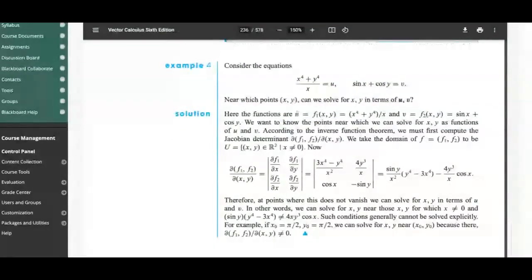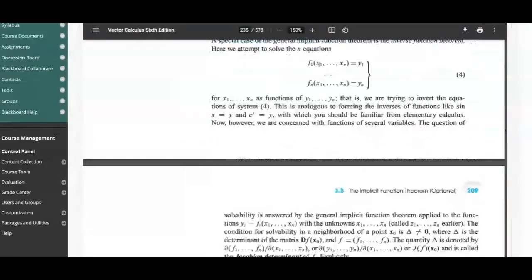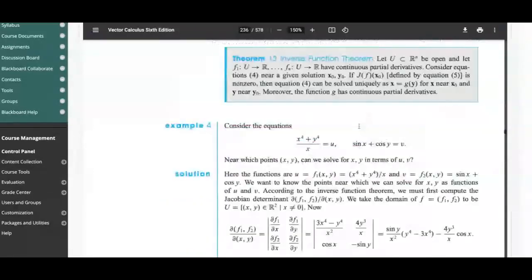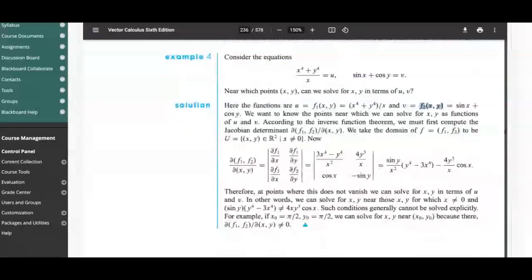Let's think of u as f1 and v as f2, and we want to know whether, near these points, we can solve for x, y as a function of u and v. According to the inverse function theorem, we must first compute the Jacobian determinant, right? It cannot be 0.